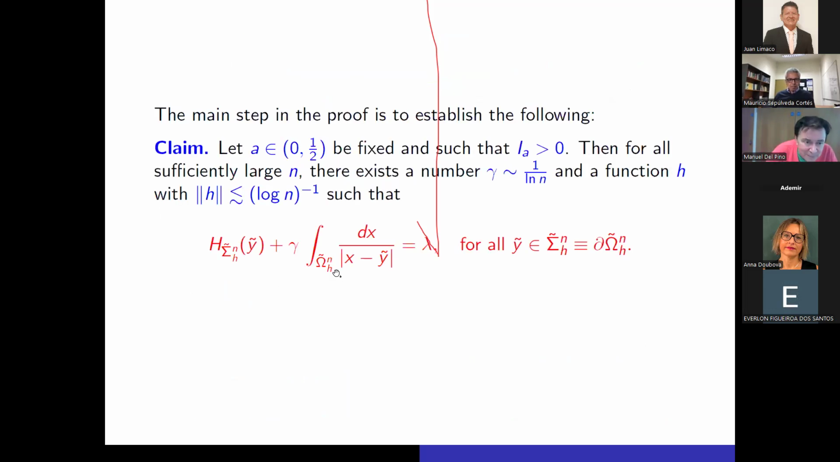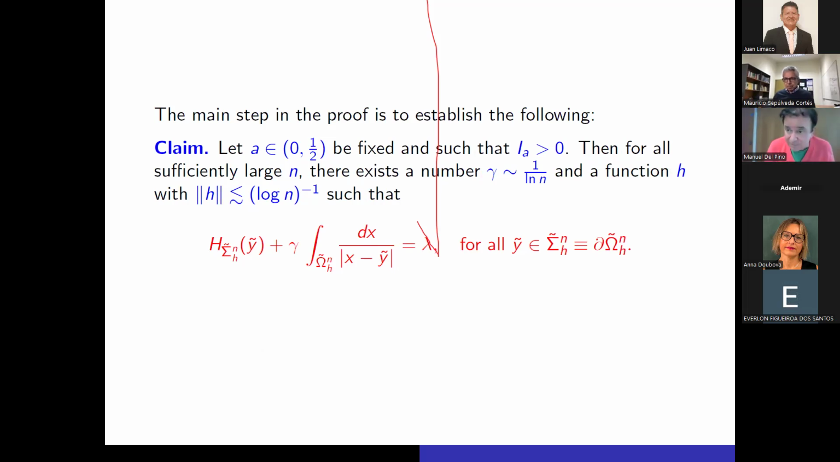So the main step in our proof corresponds to the following. For the proof of the theorem: given a small fixed value of a between 0 and 1/2, such that the integral I sub a is positive, then for all sufficiently large n, there exists a number gamma, which is of order 1/log n, and a perturbation function h, with size also 1/log n, so it's small, yeah, such that this identity holds. This is the main step in the proof.